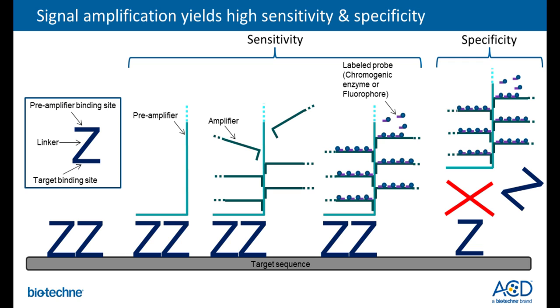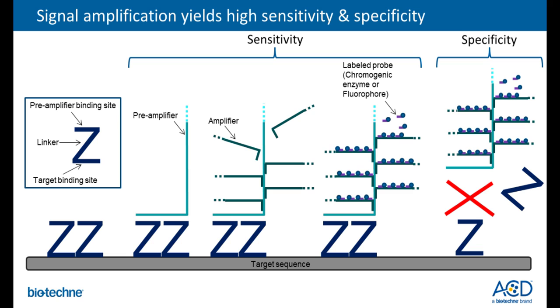As you can see on your screen, I have depicted the RNAscope probe as a Z molecule, and this is mainly to highlight the three different regions of the probe: the pre-amplifier binding site, the linker region, and the target binding site. As the name suggests, the target binding site is the area of the probe that will bind onto your target sequence. When we design the probe, we design it such that two Z probes have to bind in tandem next to each other on your target sequence.